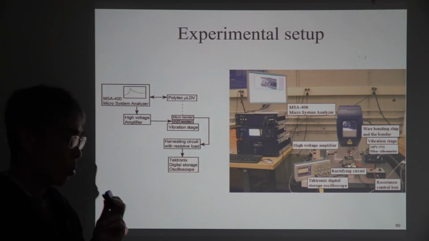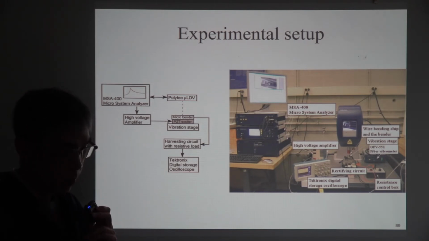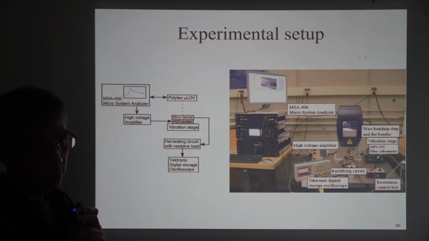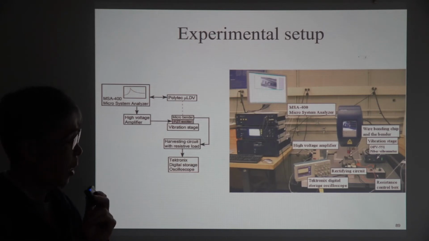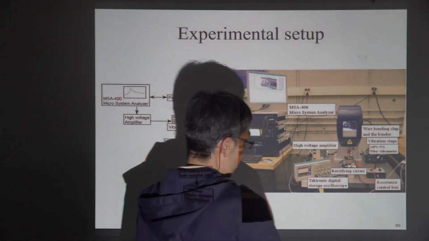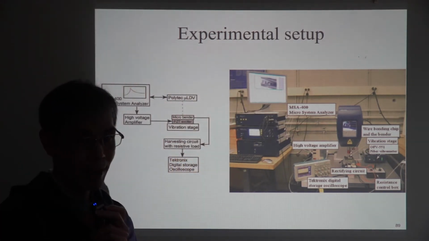Remember, in order to have the maximum power transfer between the output of the electrical energy and the input of the resistance, we need to match the impedance of the resistor to the output impedance of the energy conversion device. So they use the resistance control box for resistance matching.